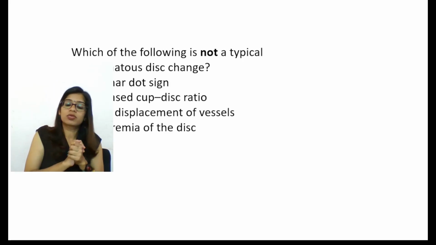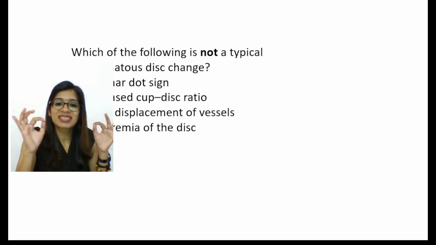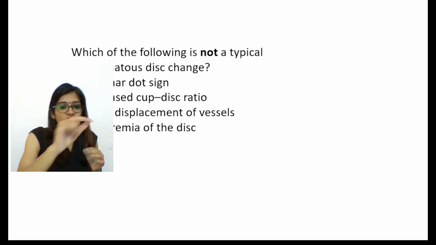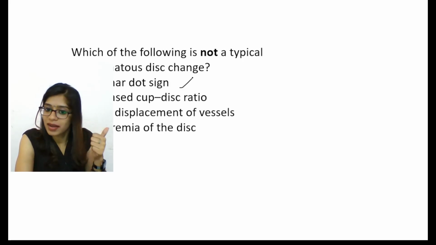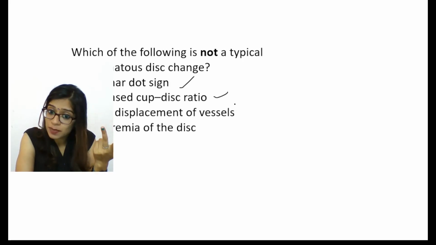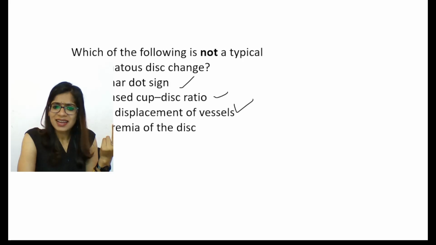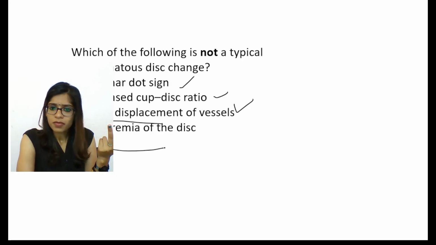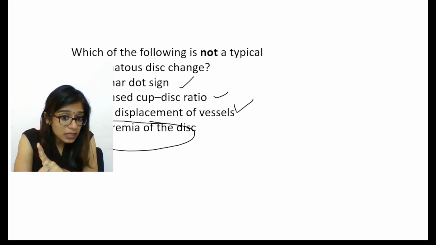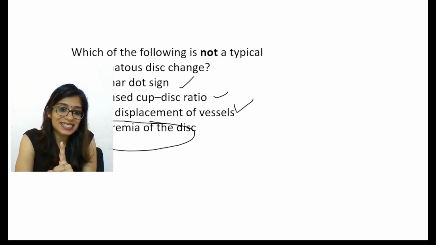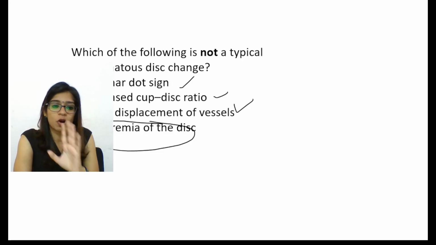Alright, now let's do this question. Which of the following is not a typical glaucomatous disc change? We have just learned it. In glaucoma, you see the laminar dot sign, yes. Increased cup to disc ratio, yes. Nasal displacement of the vessels, yes. But is there hyperemia of the disc? Is there increased blood supply to the disc? No. So, which is not a typical feature in glaucoma? Answer is D. There is no hyperemia of the disc.